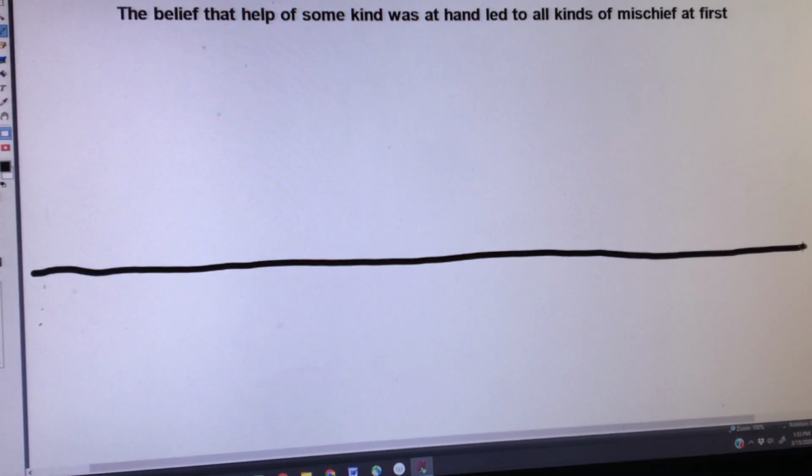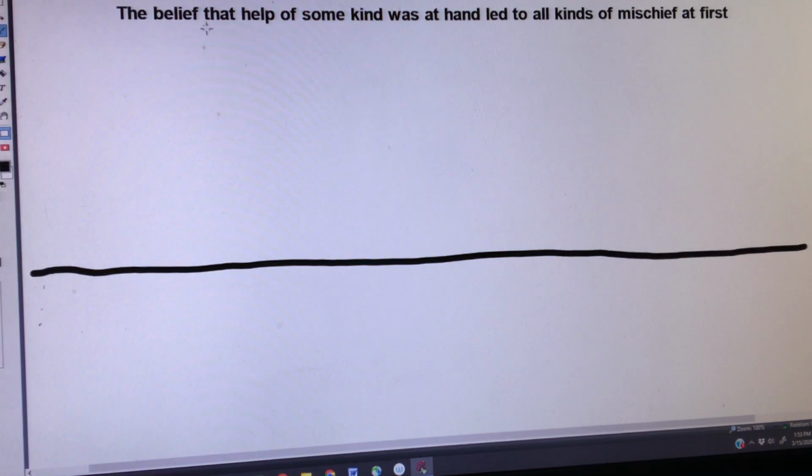Okay, here is the sentence that we're using as an example of how the quiz will work. So first, let's diagram it. We see that there's two verbs here.